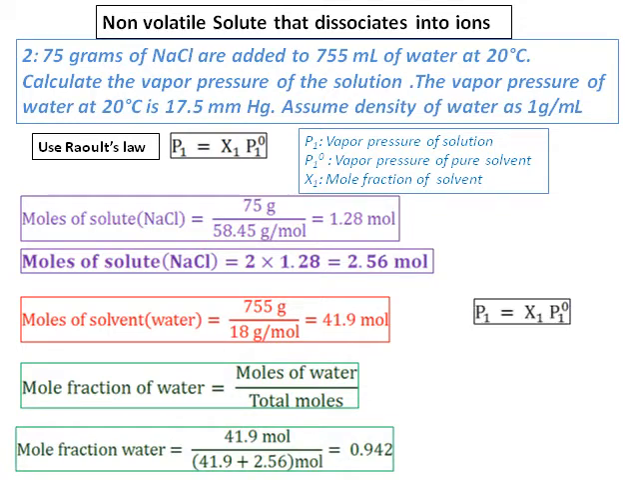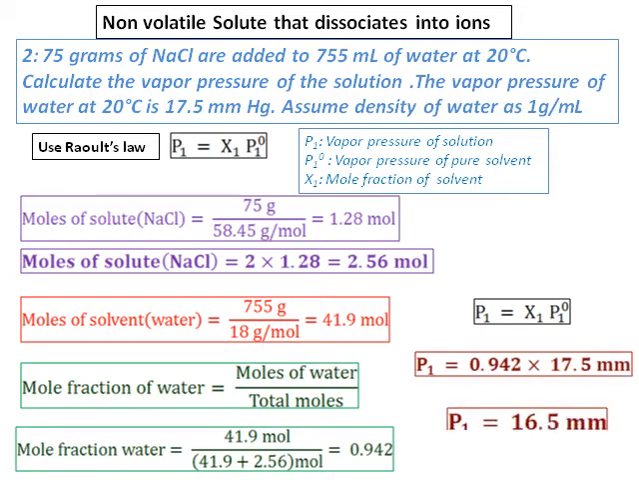Use Raoult's law and calculate the vapor pressure of the solution, which is equal to 16.5 millimeter of Hg. And here also you could see that the vapor pressure of the solution is lower than that of the pure solvent.